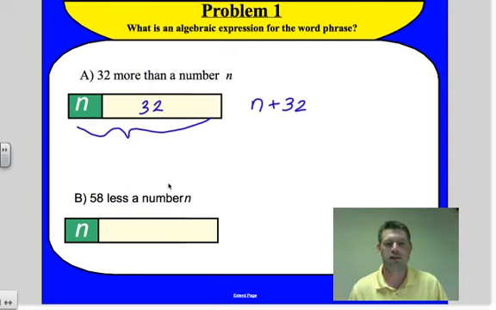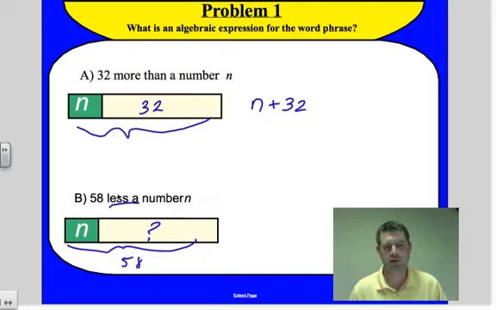The second one here, 58 less than a number n. Okay, this one's a little tricky because it's less a number n, which means things are going to change a little bit from the last one. But again, this is our unknown actually. Okay, because we have 58 less a number n, which means that this quantity here is actually 58.